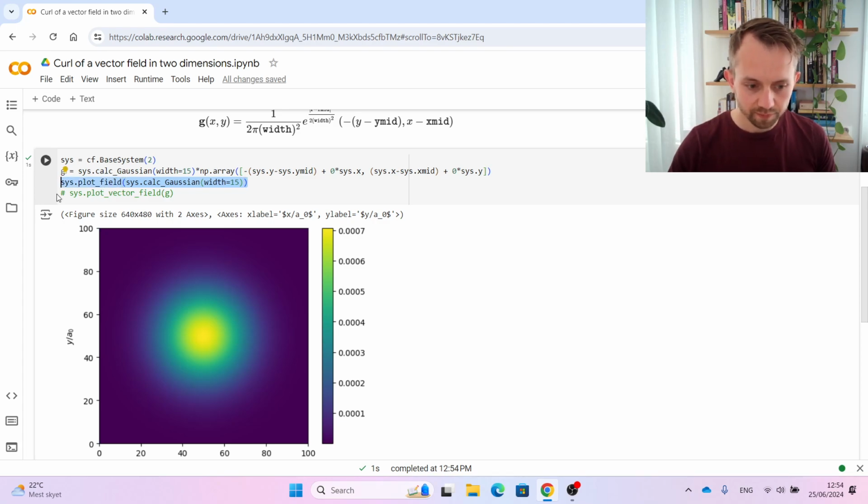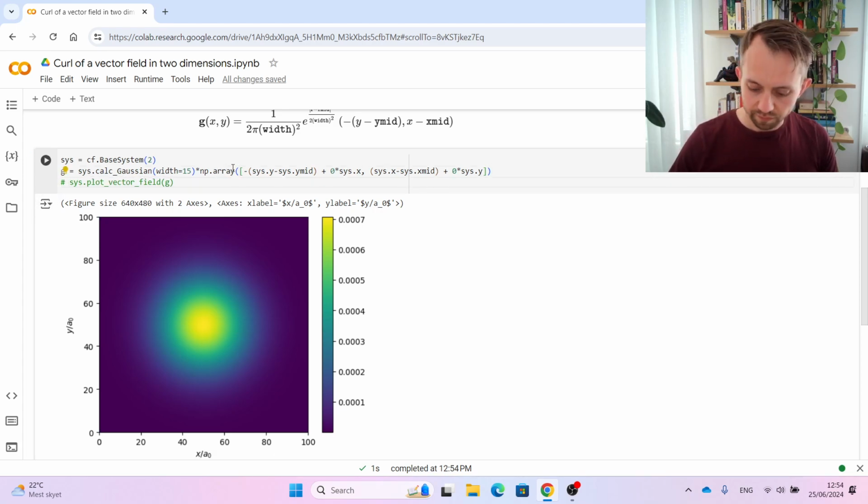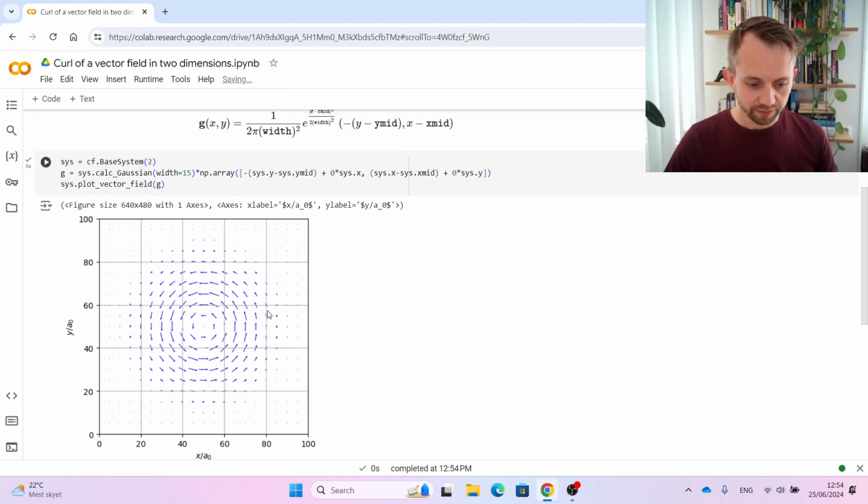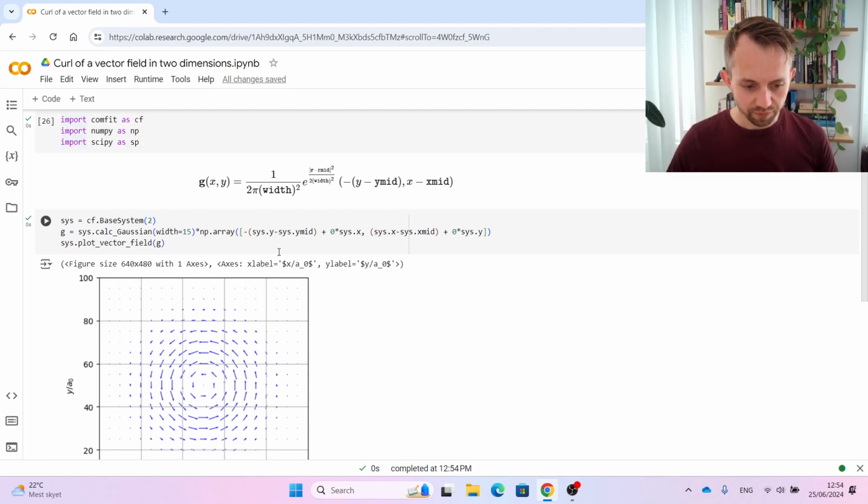So I'm going to remove that, and then we're going to have a look at what this vector field looks like. You can see it has this spirally behavior, right?